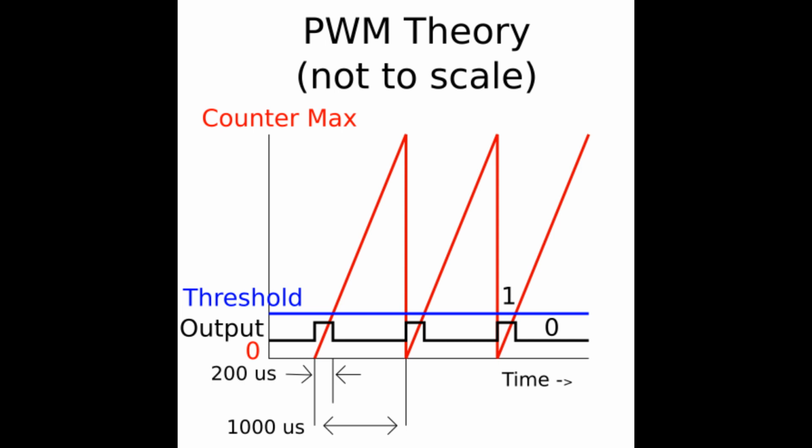The duty cycle is the length of time that the counter is less than the threshold and is usually measured as a percentage of the period. For instance, if the period of a signal is 1000 microseconds and the signal is high for 200 microseconds, then that is a 20% duty cycle.